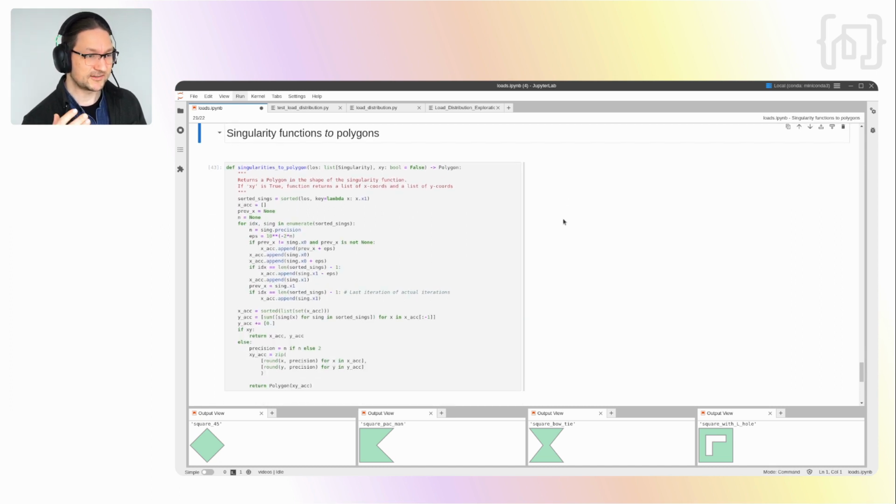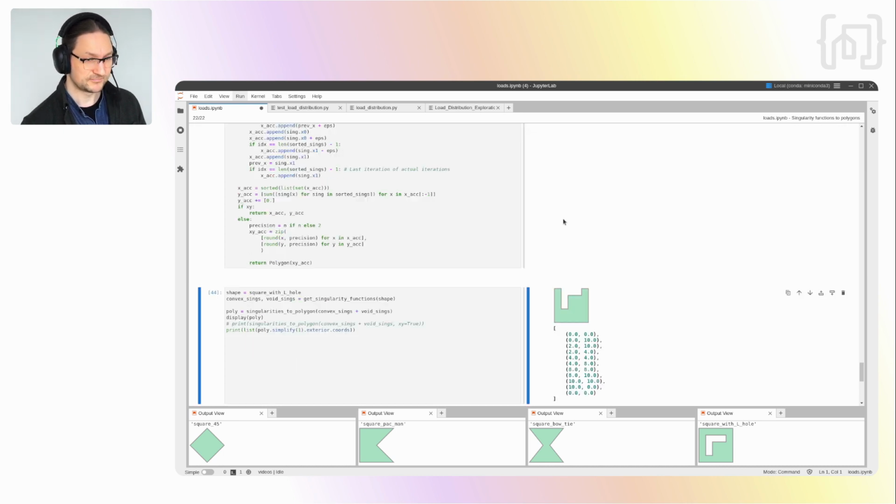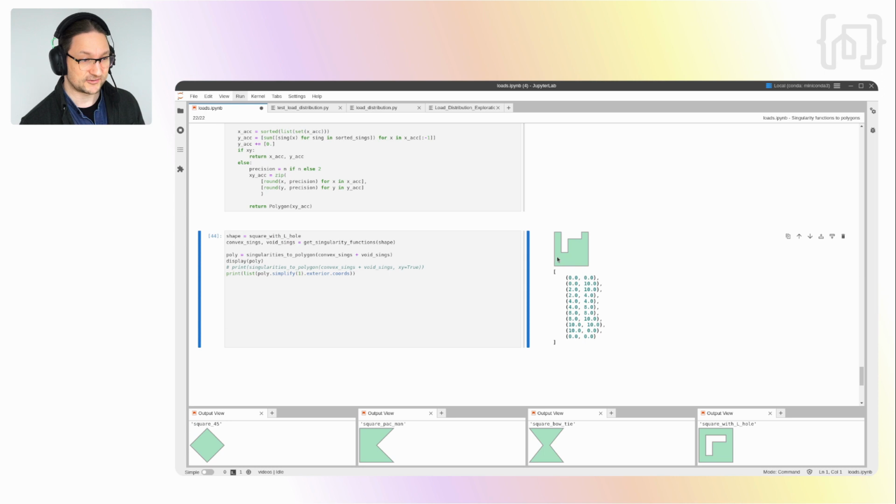Finally, when we've got a list of singularity functions, we're going to want to convert those into polygons. The resulting polygon is going to represent the distributed load on our beam. So, if we were to look at square with L hole, here is the distributed load resulting from this shape. Along with it here are the coordinates of the polygon that we can use to describe each section of distributed load on our beam.